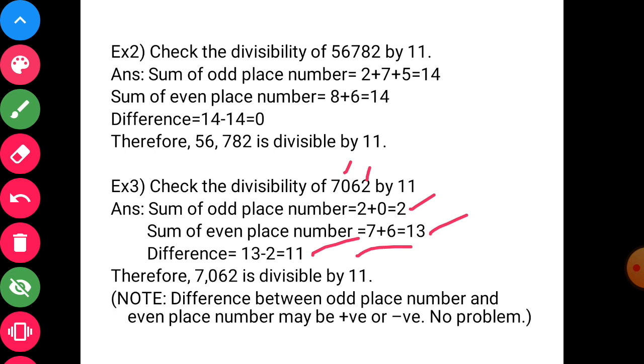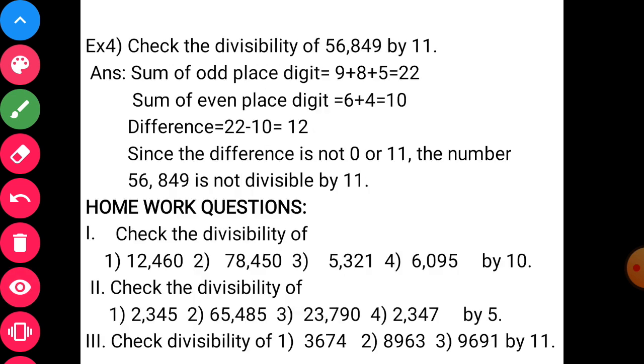Note, here I have written one note. See, your answer may be positive or negative. It is of no matter. This 11 may be negative or positive. No problem. Okay, next let us see the next example. Check the divisibility of 56,849 by 11. Once again you have to add the odd place numbers.